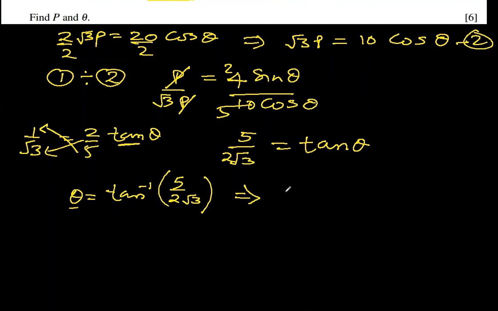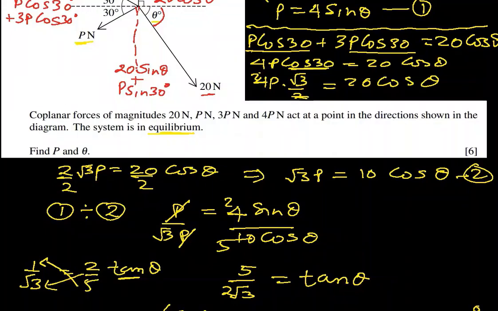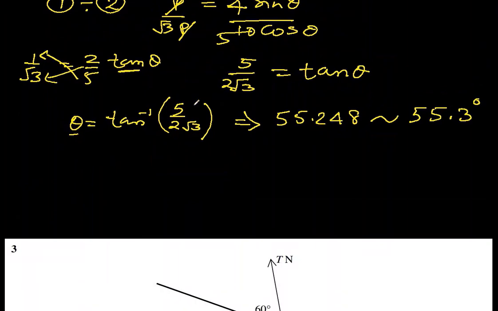Thank you. And when I use my calculator, I got 55.248, which I will round off to 3 significant figures, 55.3 degrees. All right, second job is to find P, and we can use any of the two equations we got. Let me use the first one, P equal to 4 sine theta. So let me write P equal to 4 sine 55.3 degrees, and that comes out to be 3.29 newtons.